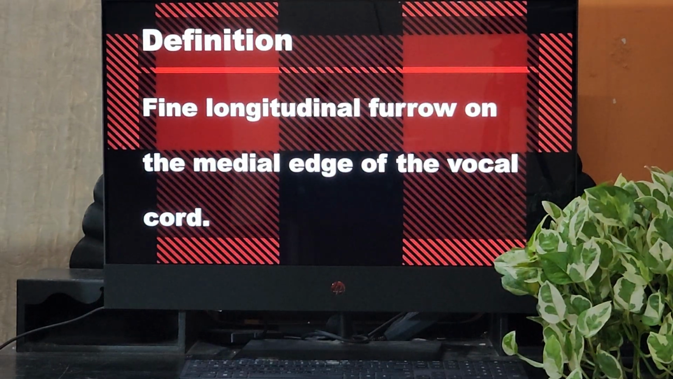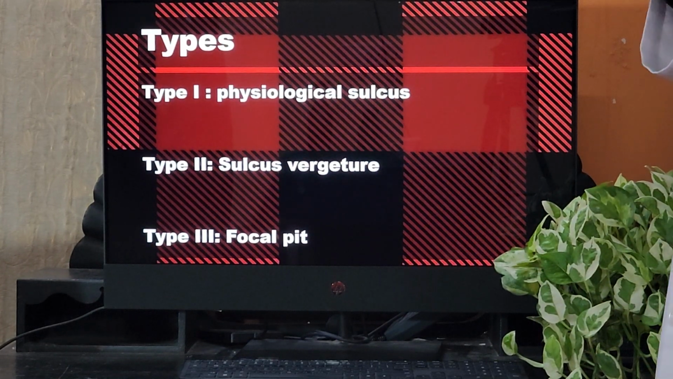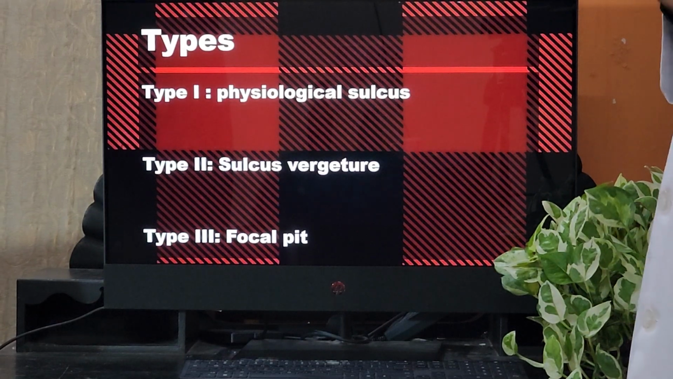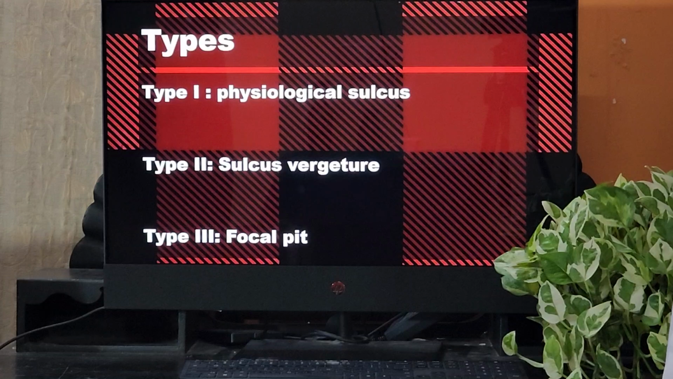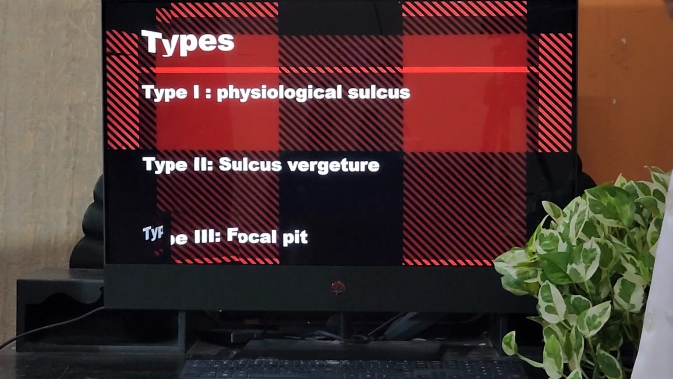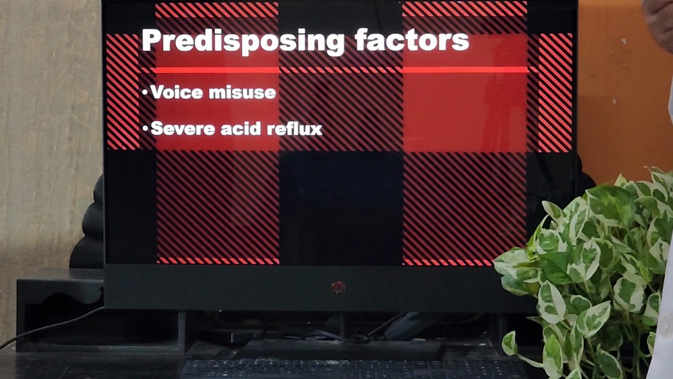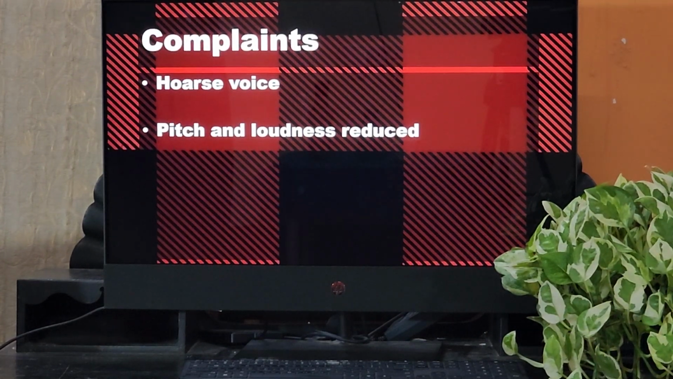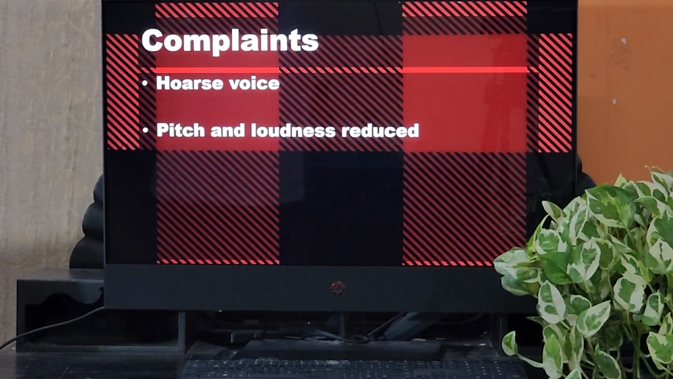So the cause for this I have already mentioned. It is because of phonotrauma, or he misuses the voice and doesn't give time for healing, and there is poor healing too. We have three types in this. I am not going into the medical details of that. The commonest complaint of the patient will be that he is not able to raise his voice like before, and there is change of voice.